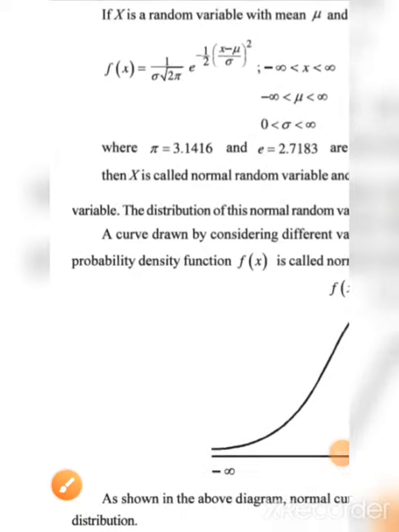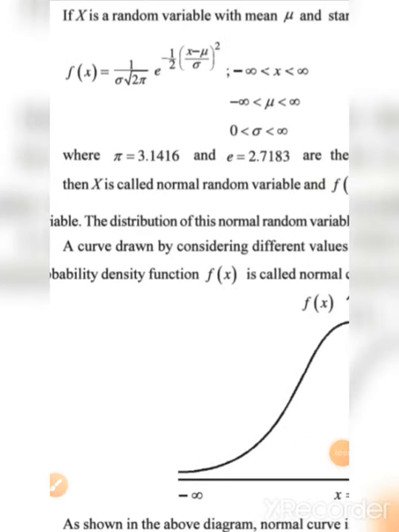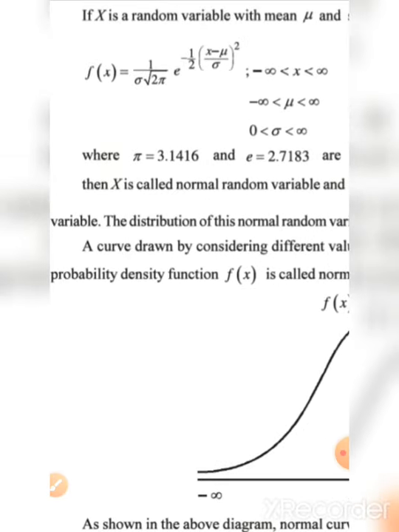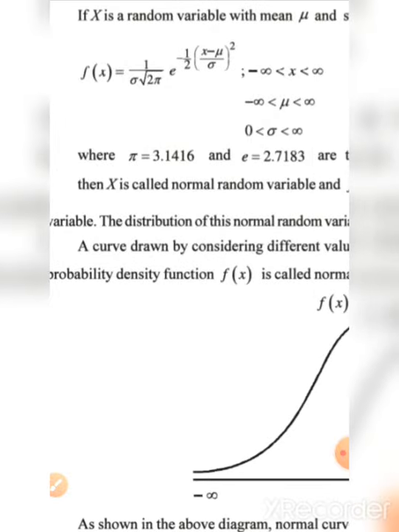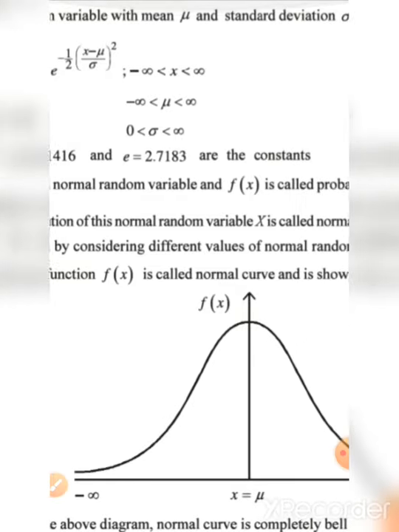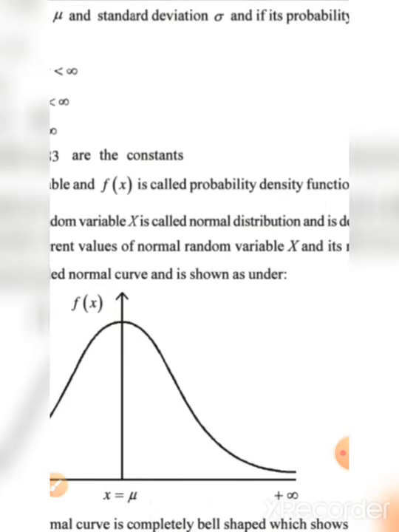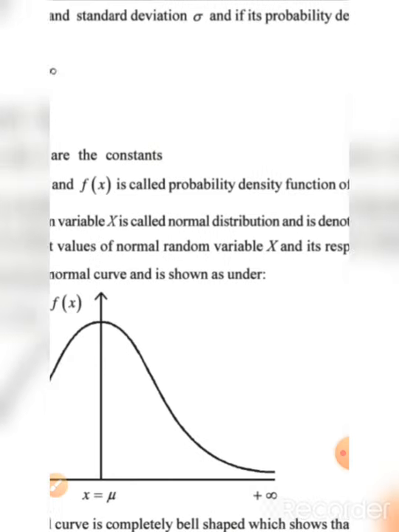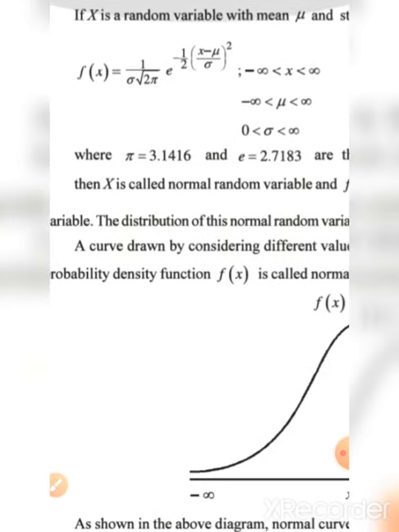Now yes, children, we are going to see the probability density function. The probability density function is denoted by f(x), where the mean is denoted by mu and the standard deviation is denoted by sigma, and the probability density function is denoted by f(x).